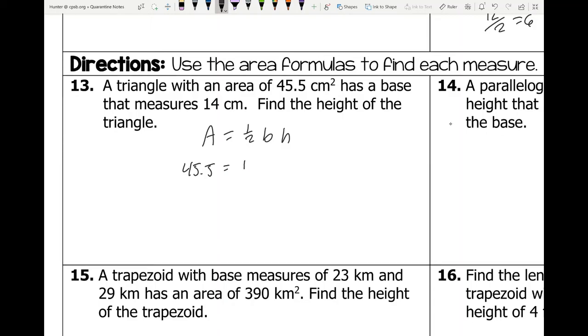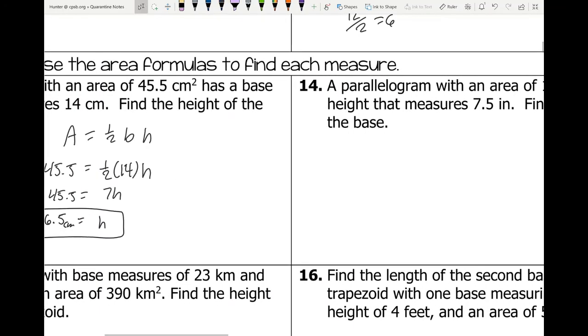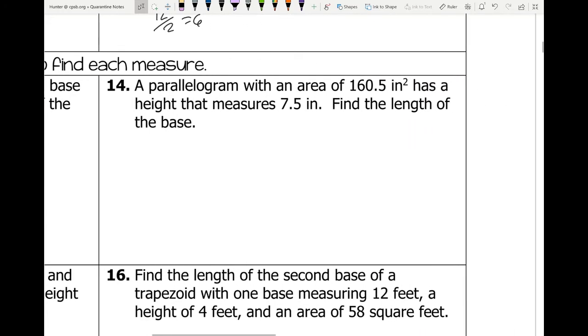45.5 is the area. And I know the base is 14, so 1/2 times 14. And then we don't know h, so we'll solve for h. So 45.5 is equal to 7h. And then h gives us 45.5 divided by 7, which is 6.5 centimeters. So all this is manipulating the stuff. So what I'm about to do, I'm going to just set these up unless it's a really hard one to solve. And then I'll solve it with you, okay?